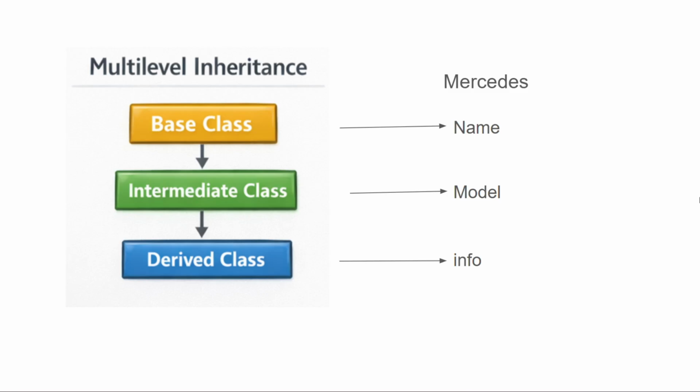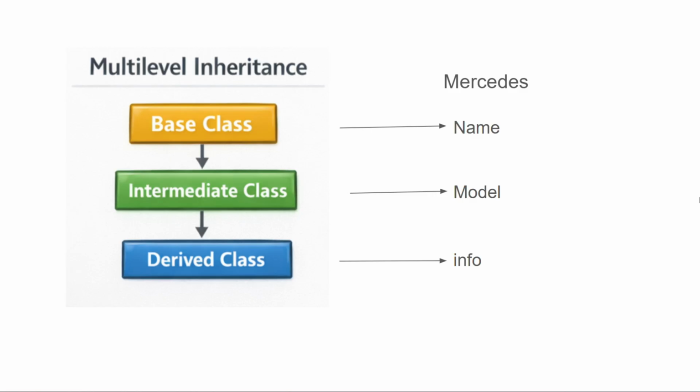There are three different classes in multi-level inheritance. That is the base class, which is the parent class, we all know. Then there is an intermediate class, because it inherits the properties and methods, whatever data is present in the base class, and it is also inherited by another class, that is the derived class. So that is why this is called an intermediate class, because it is in between the base class and the derived class. Those are the three different classes in multi-level inheritance.